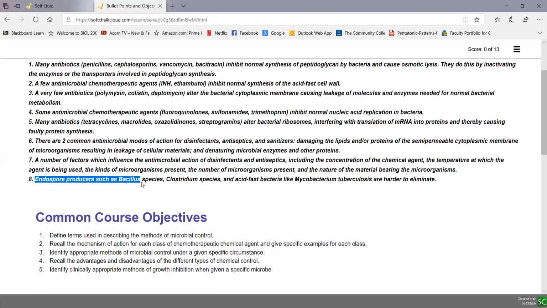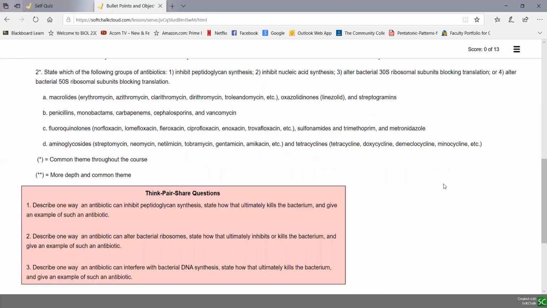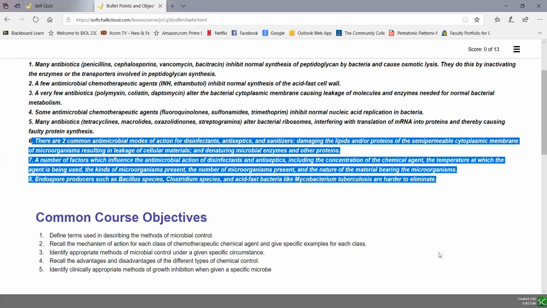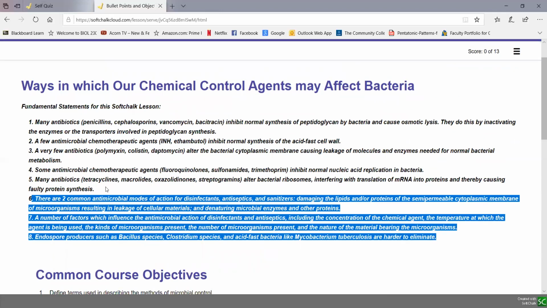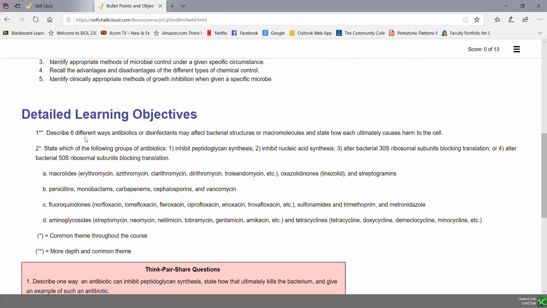And endospore producers such as Bacillus species and Clostridium species and acid-fast bacteria like Mycobacterium tuberculosis are harder to eliminate. Now, I should point out that for the last several objectives on using disinfectants, antiseptics, and such to kill, you'll notice there's no objectives down here on those because we're going to cover that more in lab. But the section on antibiotics and antimicrobial chemotherapeutic chemicals, the first 5 bullet points, we definitely will have on the next unit exam, and that covers these detailed learning objectives.